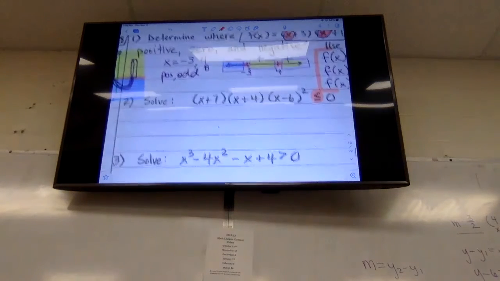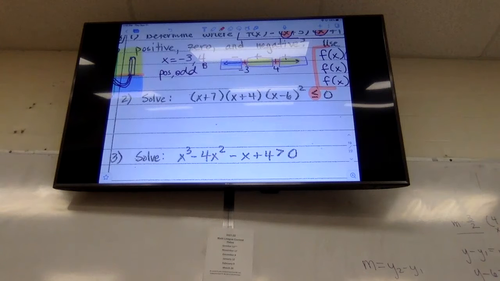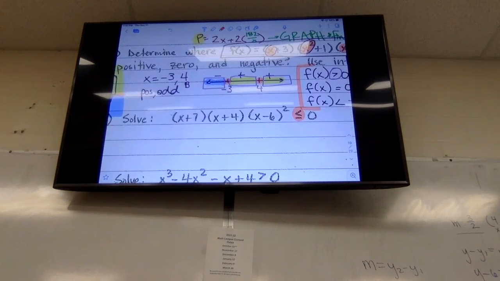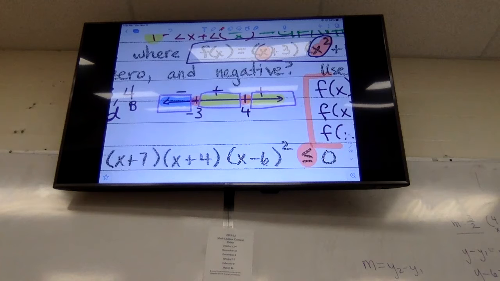Okay, next one. Same thing here, let's do zeros here. Oh yeah, Jack. It matters that it bounced because it stayed on the positive side up here, but it touched zero here, it wasn't positive.